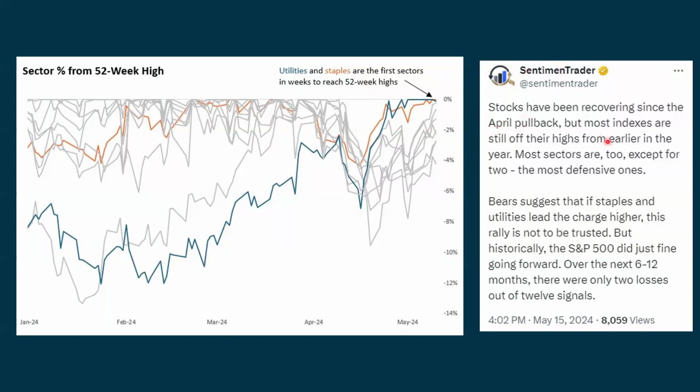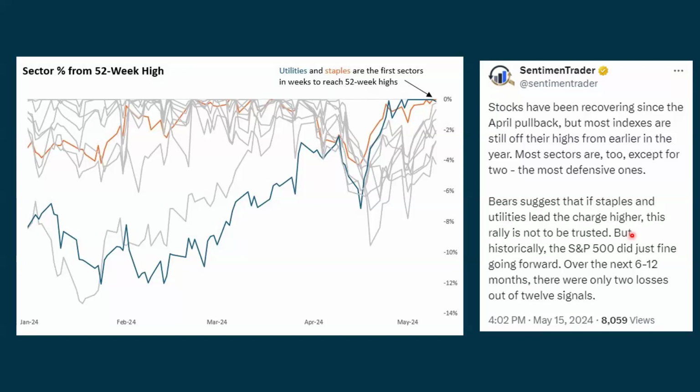But he says here, stocks have been recovering since the April pullback, but most indexes are still off the highs. Not now, but this is at the time he posted this. Based on where they were earlier in the year, most sectors too, except for two, the most defensive ones. This is where people get into when they're more concerned about the market being under pressure or going down. Bears suggest that if staples and utilities lead the charge higher, this rally is not to be trusted.